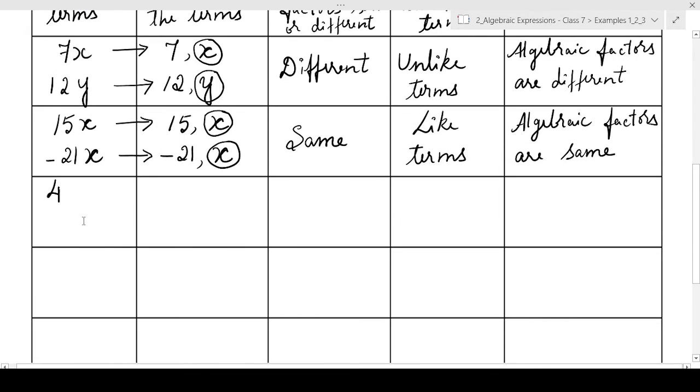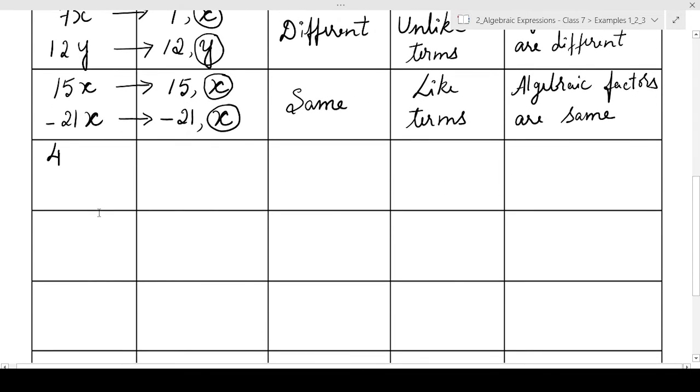It is 4ab and 7ba. Now, what are the factors of 4ab? It is made up of 4, a and b. What are the factors of 7ba? 7, b and a. Okay.